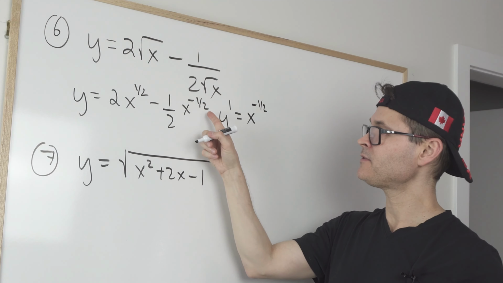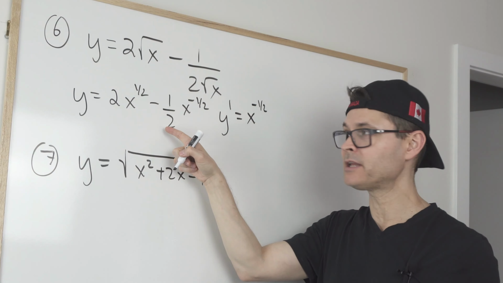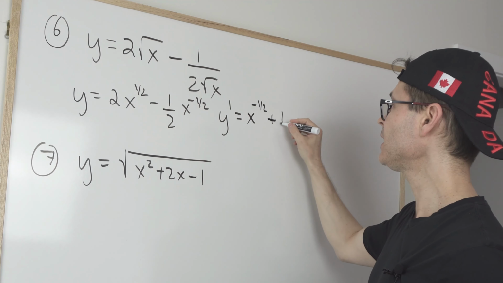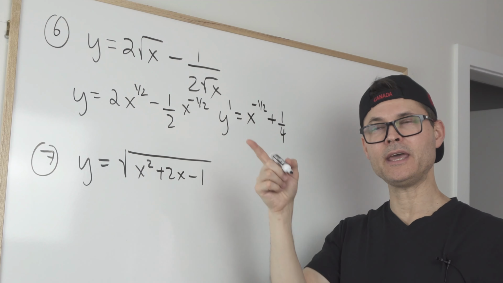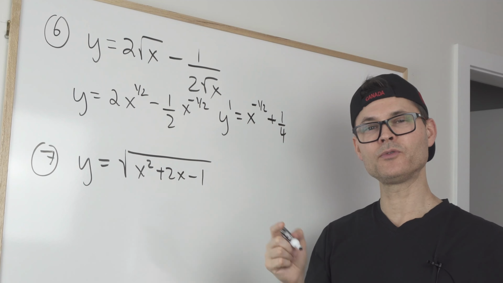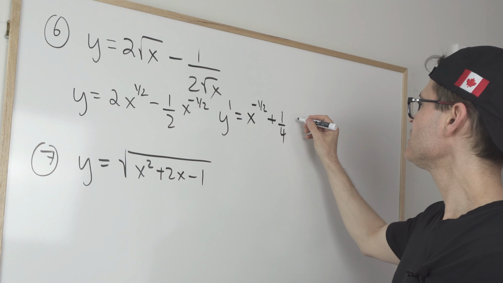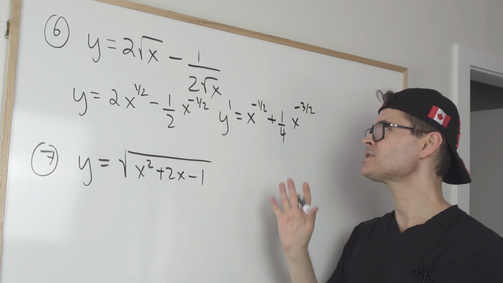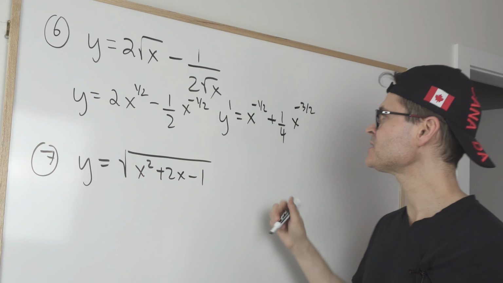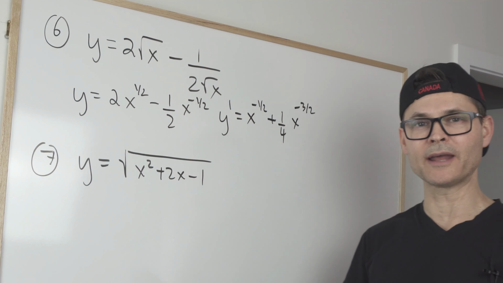And here I'm going to take the negative a half, multiply it by negative a half, which is a quarter, plus a quarter, and then subtract 1. So that's going to be negative a half minus 2 over 2, which is negative 3 over 2. So x to the negative 3 over 2. And in this case, I'm just going to leave the exponents like that. I trust that you'd be able to convert those to radicals.